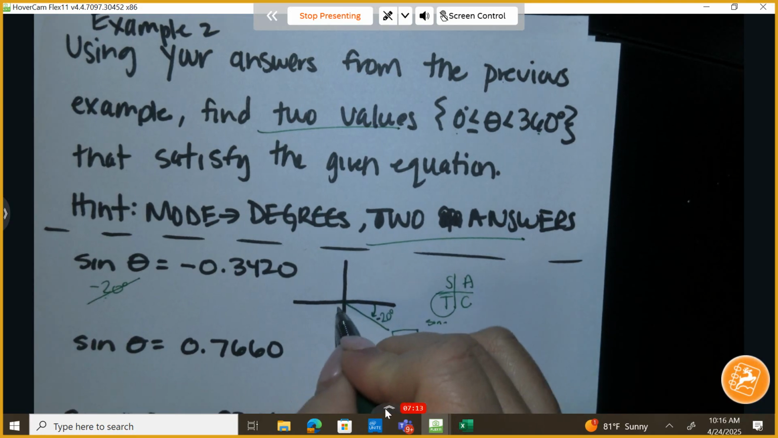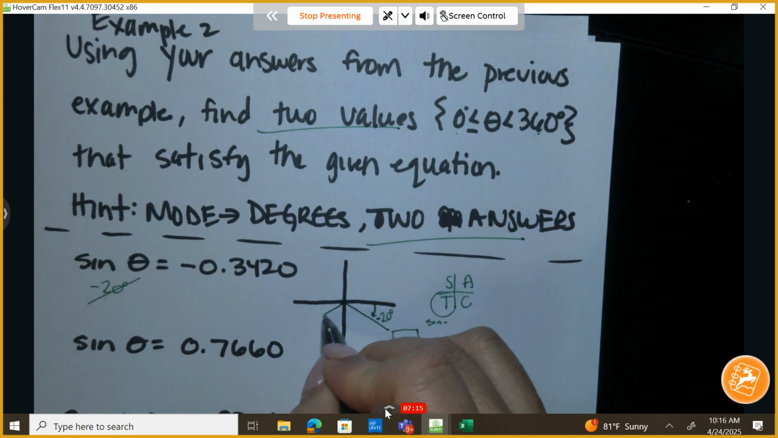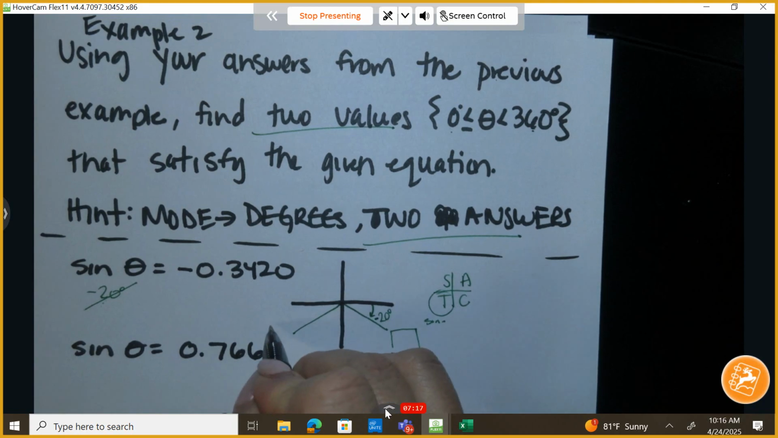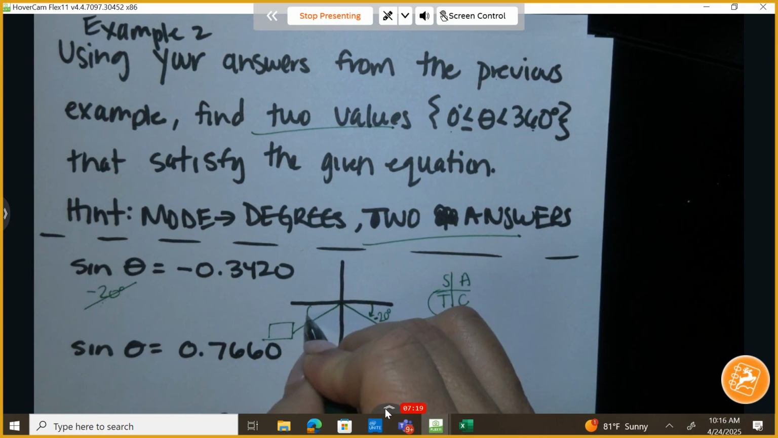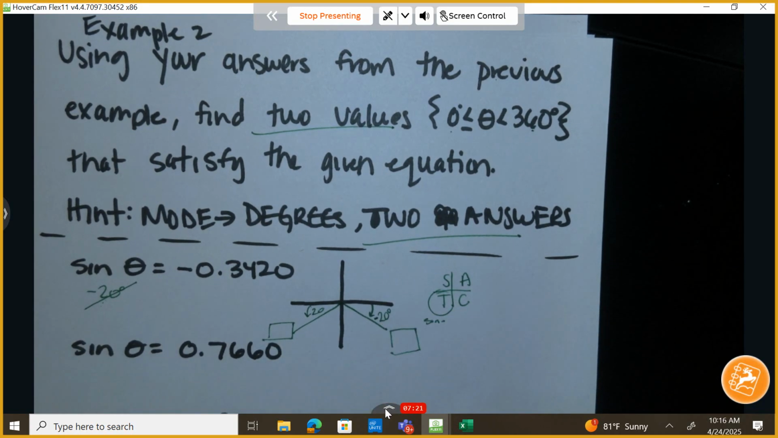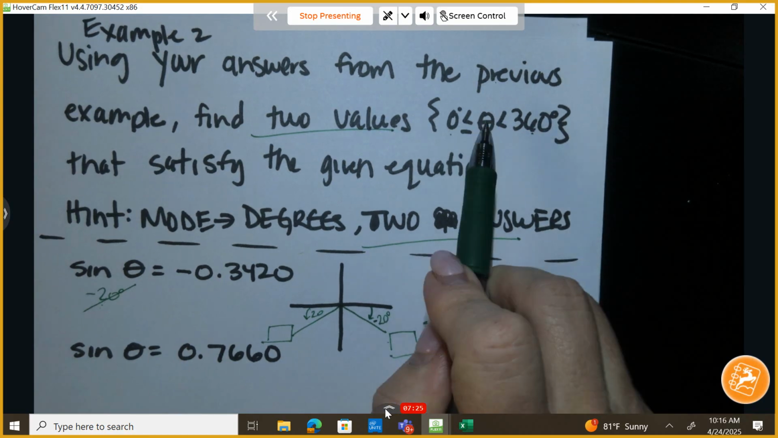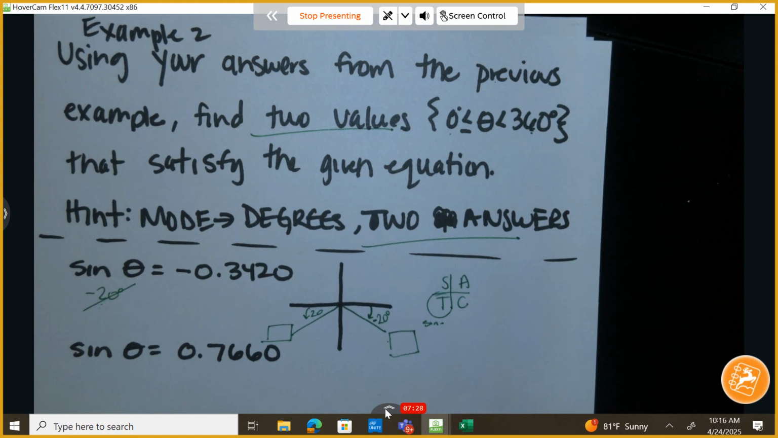So from the x-axis, I'm going to rotate down into quadrant 3, rotating down 20 degrees. I need to figure out what goes in those boxes. And the value that goes in those boxes will be between 0 and 360. So here's the first one.